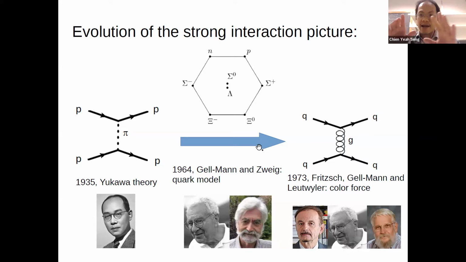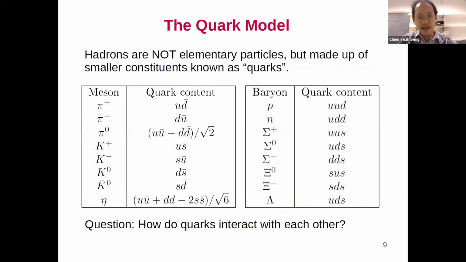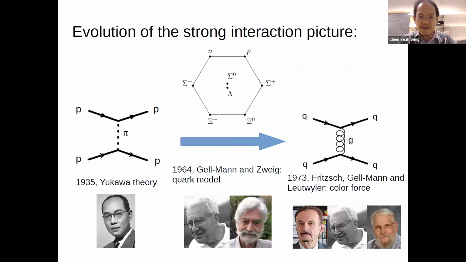And by trying to figure out how quarks interact, people then introduced the concept of color, namely each quark has three choices of color, and the quarks interact by transmitting color force. That led to the construction of quantum chromodynamics, or QCD, which is now the fundamental theory of strong interaction.